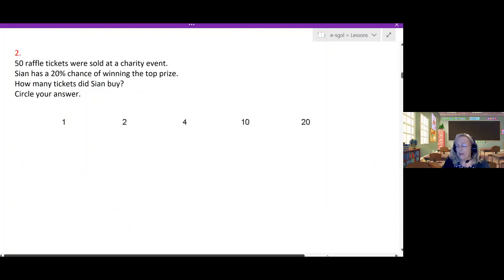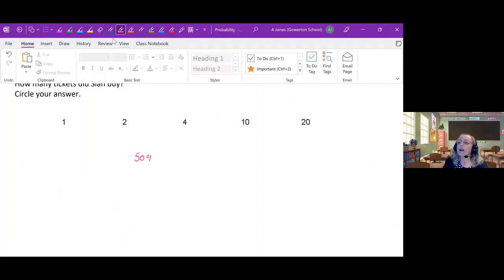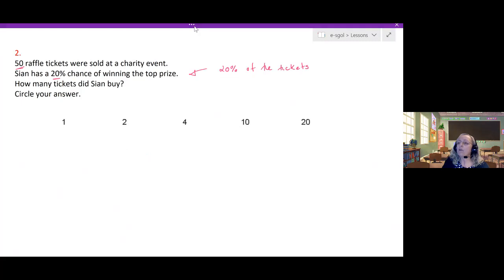Okay, so if Sian's got a 20% chance of winning the top prize, that means that she must have 20% of the tickets. And we're told in the problem how many tickets there were. There are 50. So what I'm going to need to work out for this one is 20%.